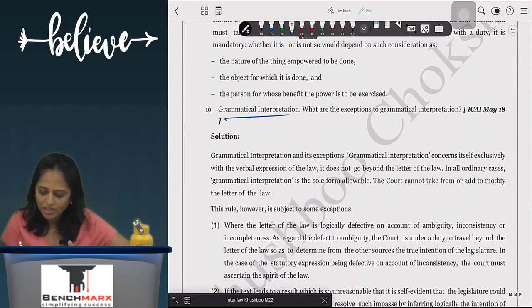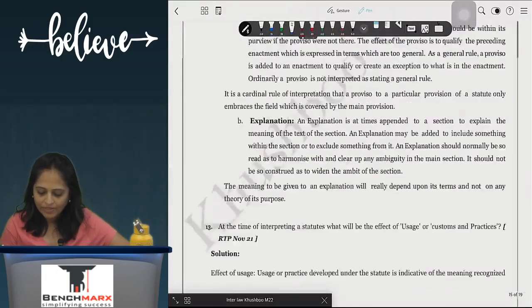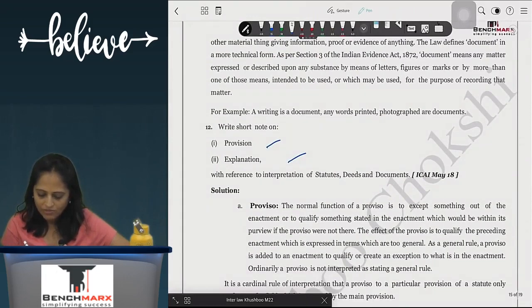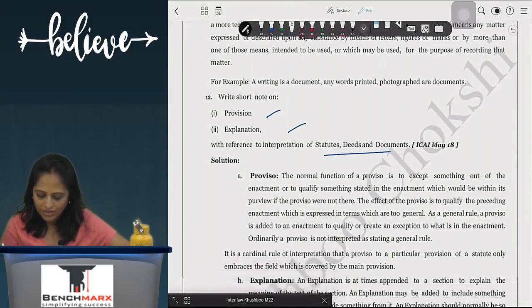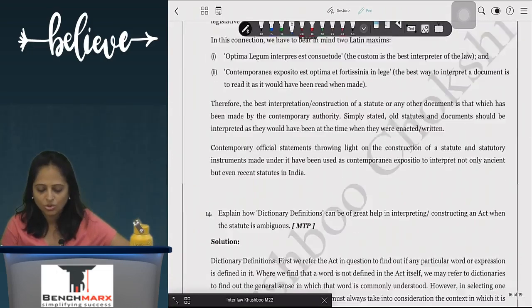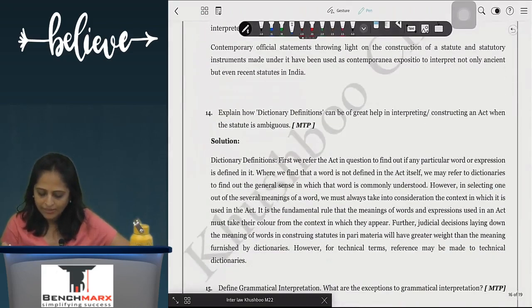Grammatical interpretation. What are the exceptions to grammatical interpretation? What is a document as per Indian Evidence Act? Write short note on proviso and explanation with reference to interpretation of statute, deeds and documents. At the time of interpreting, what will be the effect of usage or customs and practices? Again, secondary rule of interpretation. Please mention it, and ensure that you mention the two legal maxims.